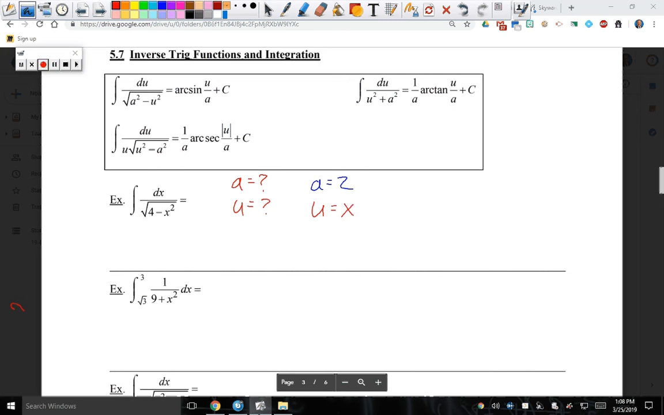So all you have to do is when you see it in this form, these are things of memorization, this A minus X is right here, and you're just going to put is equal to the arc sine, you could write it either way, of U over A. So X over 2 plus C. Done.